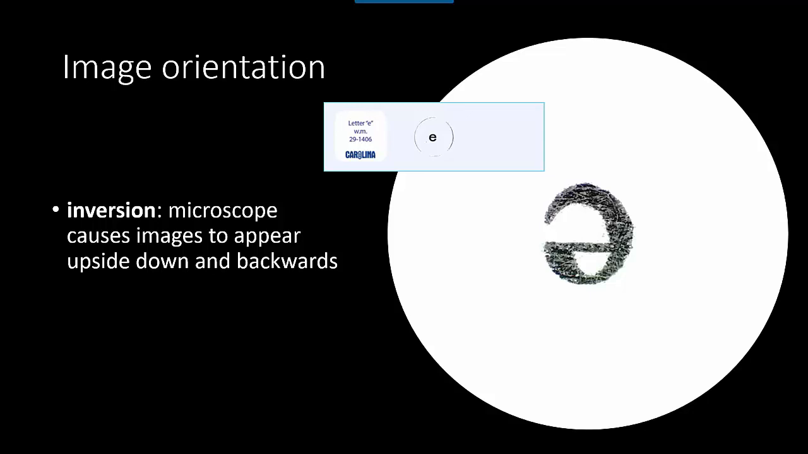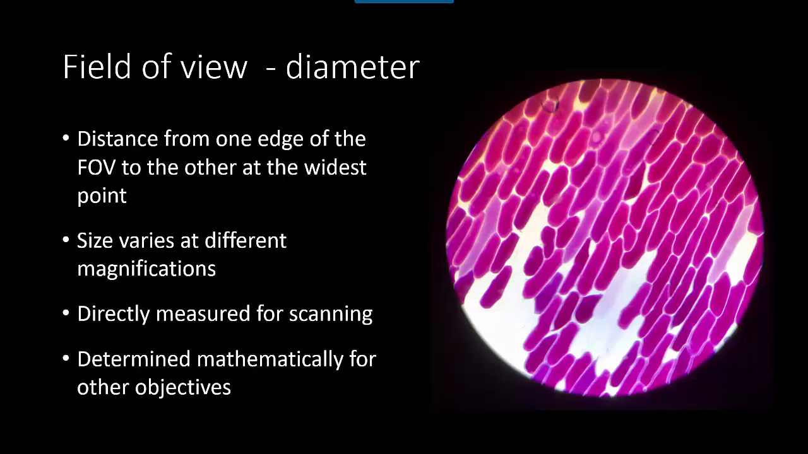You'll also notice the inversion effect in a more obvious way during your next activity, when you attempt to measure the field of view. As I mentioned in the previous video, the size of the field of view varies with the objective you're using. This makes sense when you think about it, since you're zooming into a smaller and smaller area of your specimen. We measure the size of the field of view with its diameter. This is the length from edge to edge across the widest point. For the scanning objective, where the diameter is relatively large, you can measure it directly using a metric ruler. As you increase magnification and the field of view becomes smaller, you must determine the diameter mathematically.